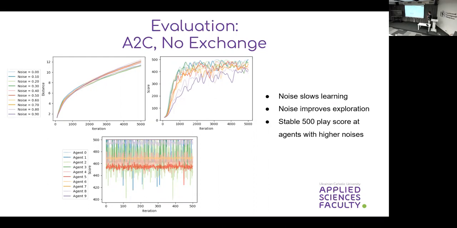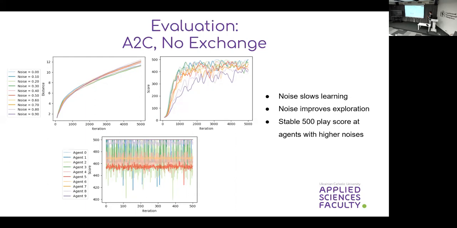Here we can see some results for the training procedure. After 5,000 iterations of training, to compare the results, we ran the play phase, where we take one environment without any noise, and we play 500 iterations on it for each agent that we obtained at the end. We can see that stable results were obtained only by agents with higher noise.